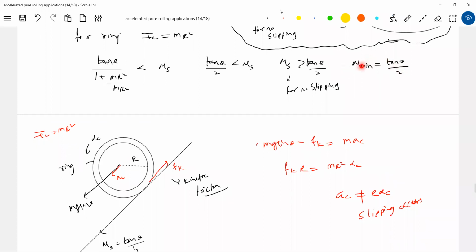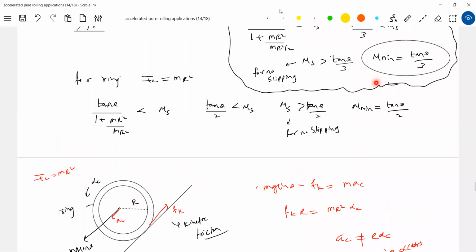What you should remember: I think these formulas in exams you can't derive. A student must have this idea. For a solid sphere, for a hollow sphere, for a ring, for a disc, I think these are the four rigid bodies which are very popular. For all that, you remember this formula so that you can immediately get into the problem. Ring tan theta by 3, disc tan theta by 2, then solid sphere also check it, hollow sphere also check it. For rigid bodies, you must remember that mu minimum.